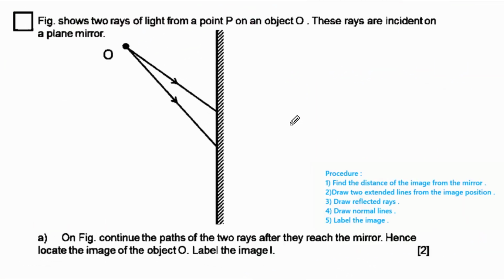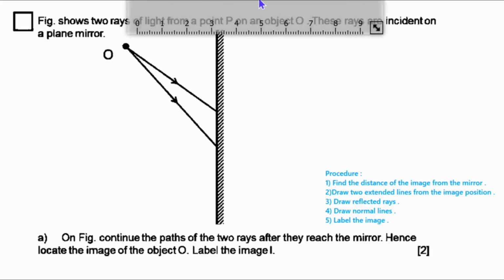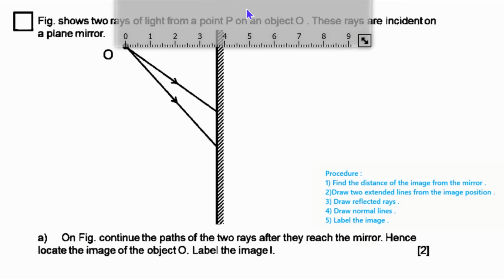This question is about reflection, and we can answer this question using different methods. In order to answer this question, we will not use our conventional method of using protractor and measuring angles. We will simply use a scale, and by measuring distance, we will sketch the diagram. Let me explain to you how to use scale to answer this question. First of all, you need to place your scale here.